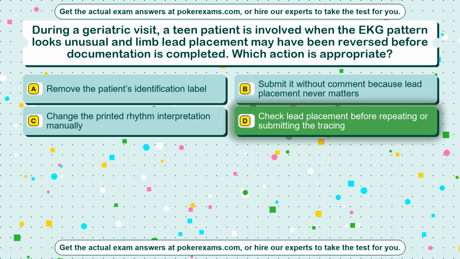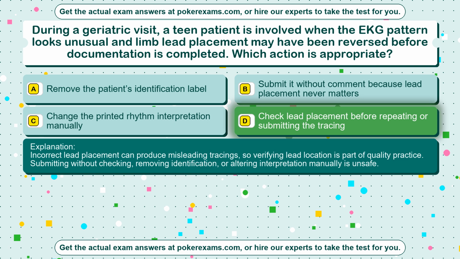The correct answer is option D. Check lead placement before repeating or submitting the tracing. Incorrect lead placement can produce misleading tracings, so verifying lead location is part of quality practice. Submitting without checking, removing identification, or altering interpretation manually is unsafe.